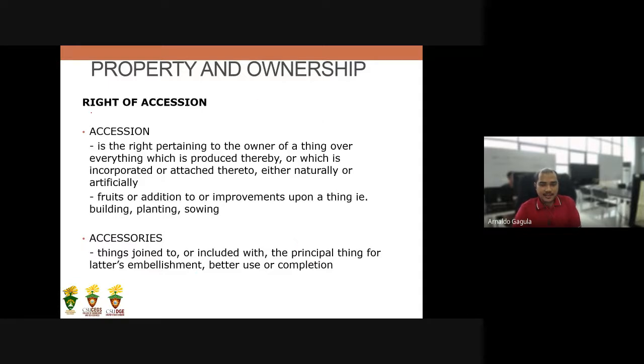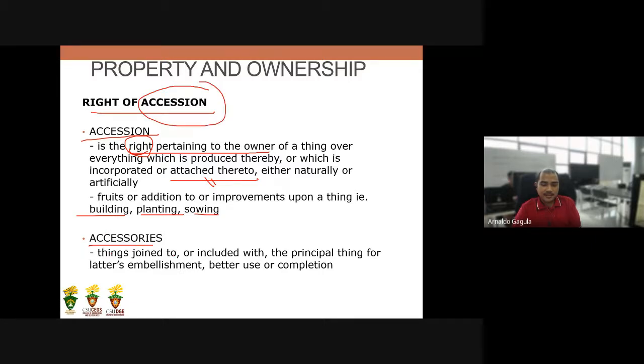Another right is accession. When we say accession, it is the right pertaining to the owner of a thing over everything which is produced thereby, or which is incorporated or attached thereto, either naturally or artificially. These are fruits in addition to or improvements upon the thing, for example building, planting, and sowing. So with accession, you have all the rights over what is attached to your property. The right is called the right to accession.